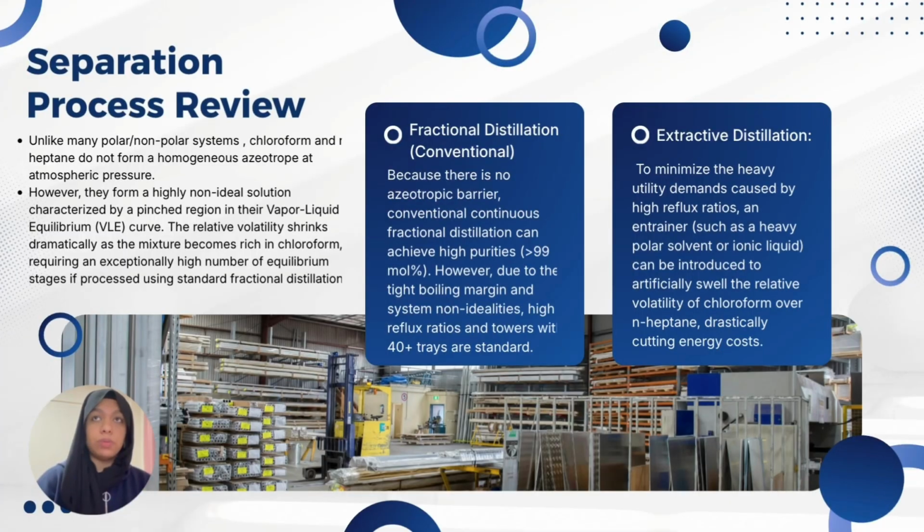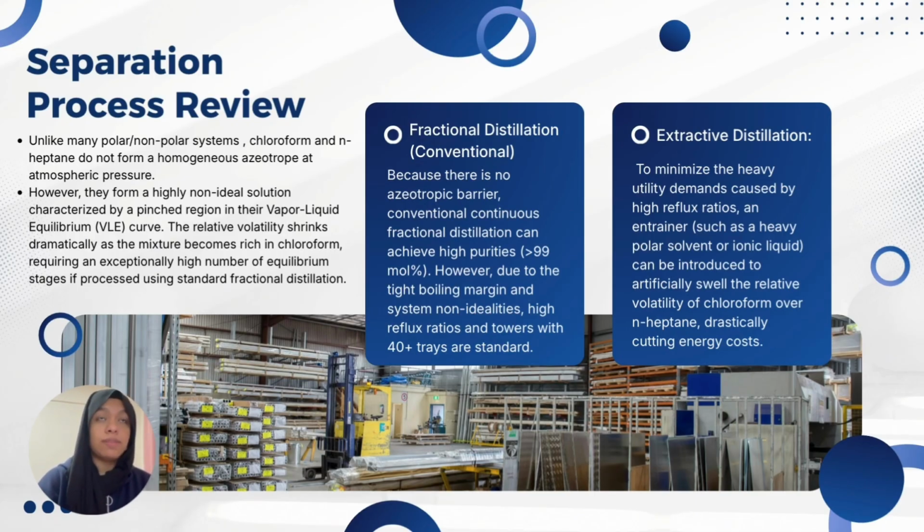For the separation process review, unlike many polar-nonpolar systems, chloroform and n-Heptane do not form a heterogeneous azeotrope at atmospheric pressure. However, they form a highly non-ideal solution characterized by a pinched region in their vapor-liquid equilibrium curve. The relative volatility shrinks dramatically as the mixture becomes rich in chloroform, requiring an exceptionally high number of equilibrium stages if processed using standard fractional distillation.